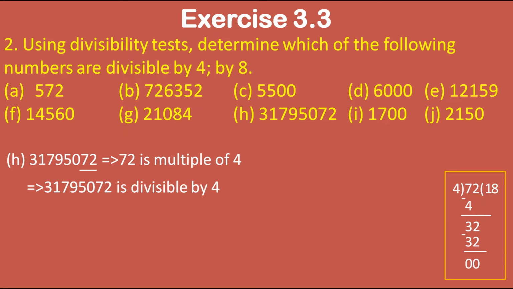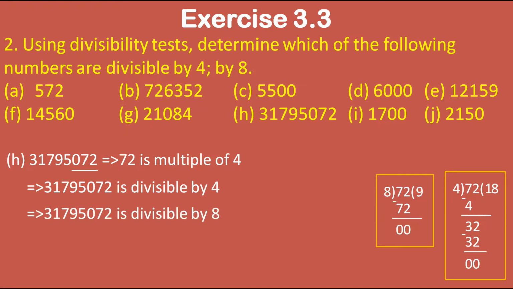Okay. Now, let's check for 8. We have to find the number formed by last three digits, that is 072. Means 72 only. Let's divide 72 by 8. Yeah, we know that 8 nines are 72. So, the 72 is a multiple of 8. Therefore, the number is divisible by 8.